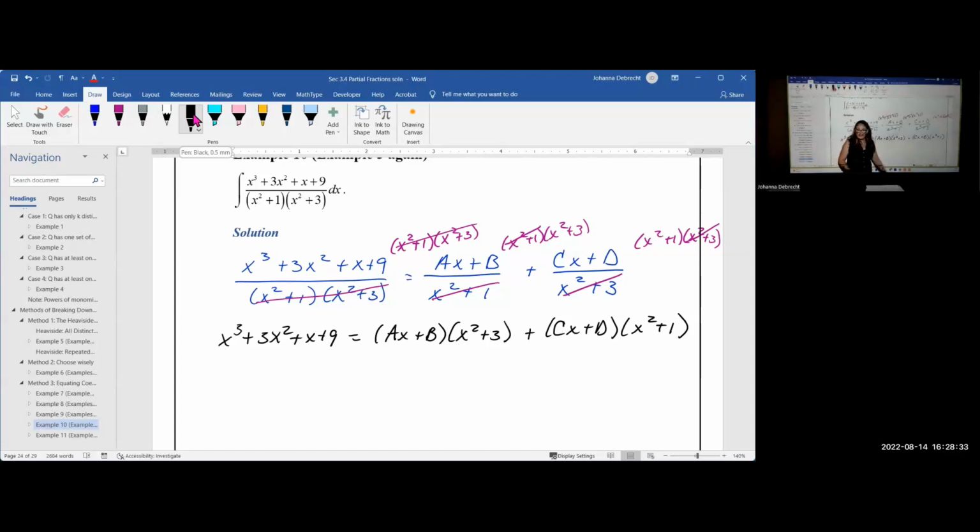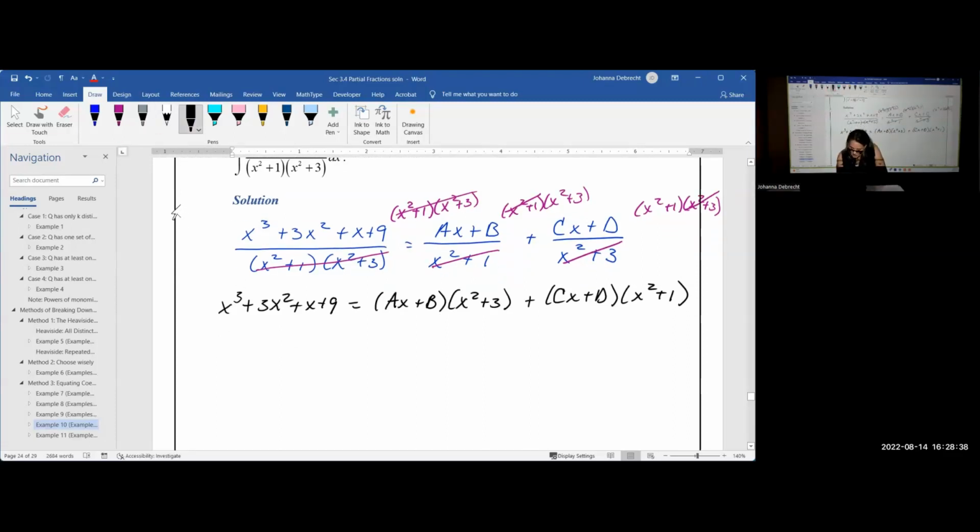So to multiply out the right-hand side, we're going to have to be a little bit careful here. Basically, we end up with ax cubed plus bx squared plus 3ax plus 3b. Now that's from the first one, right? So I distributed the ax plus b over x squared and then over 3. And now I want to repeat the process on this second term over here, but I'm going to line them up underneath, like term under like term.